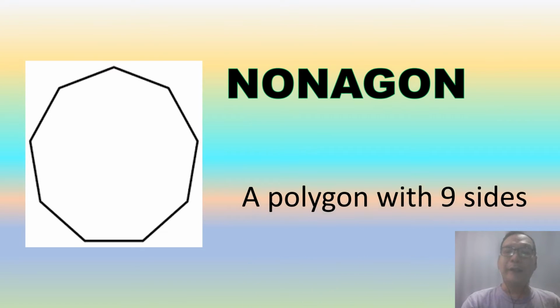A polygon with nine sides and nine vertices is called a nonagon. So, be mindful again, mga anak, when we say octa, it has eight sides. Then nona has nine sides.